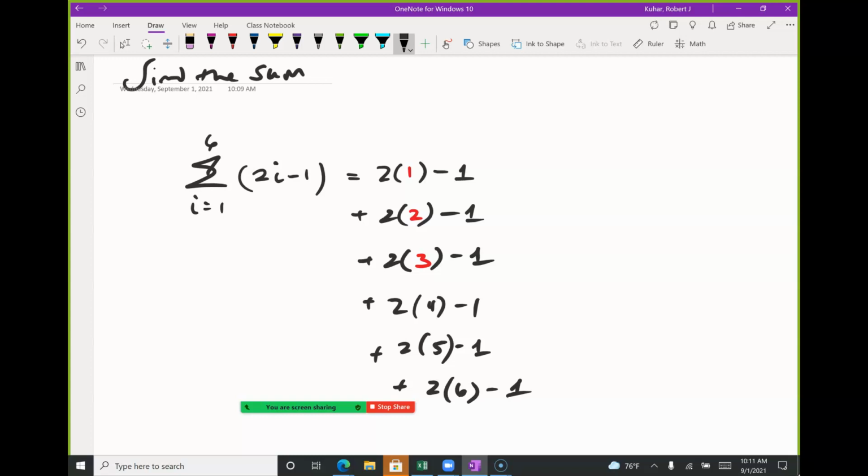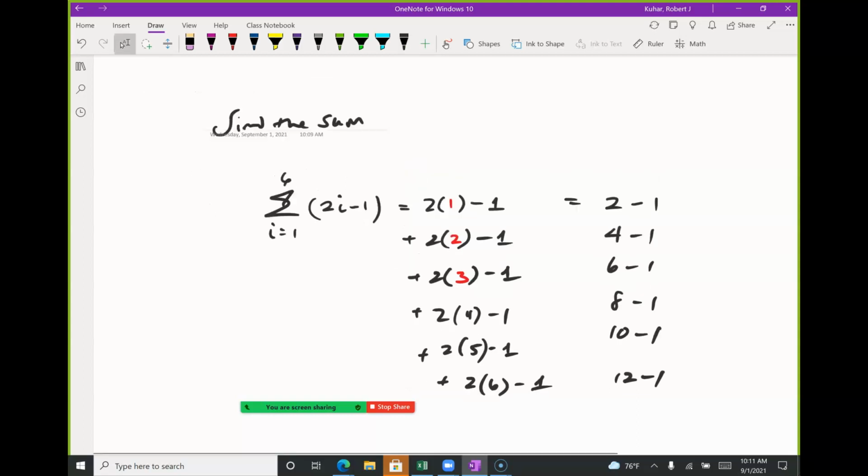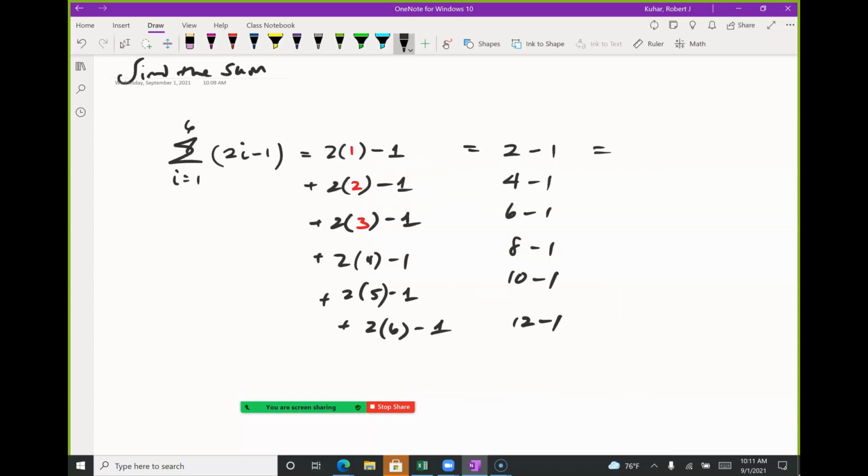And then I want to simplify everything. So what is this? 2 minus 1. And then what? 4 minus 1. So it's kind of easy. I can see the pattern here now. Yes, you with me? And so then what do I get? I get a 1 and then a 3.